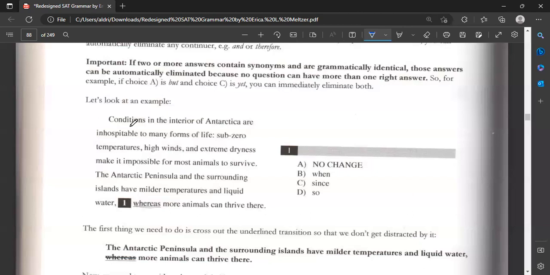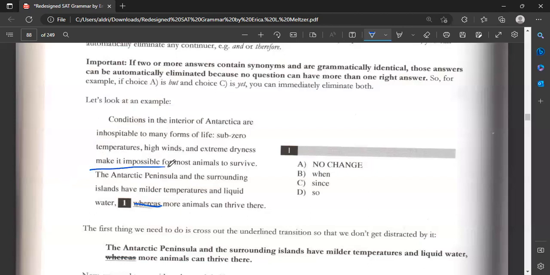The Antarctic Peninsula and the surrounding islands have mild temperatures and liquid water, whereas more animals can thrive there. All right, so I'm going to cross this out. Boom. Let's see what's happening here. We know that conditions in the interior of Antarctica are inhospitable to many forms of life. Sub-zero temperatures, high winds, and extreme dryness make it impossible for most animals to survive, so it's a crazy place for animals. Then the Antarctic Peninsula and the surrounding islands have mild temperatures and liquid water. More animals can thrive there.